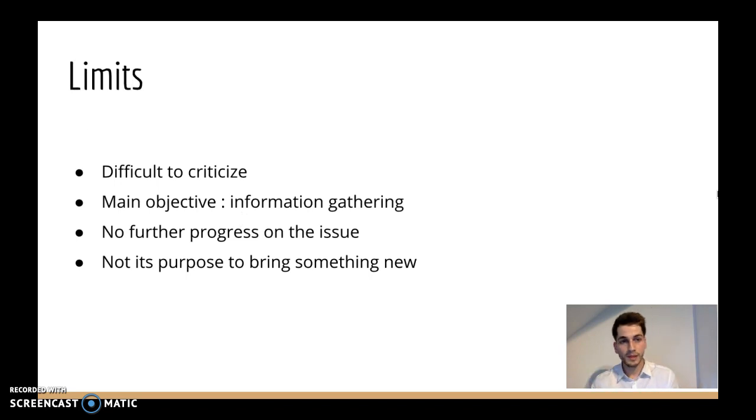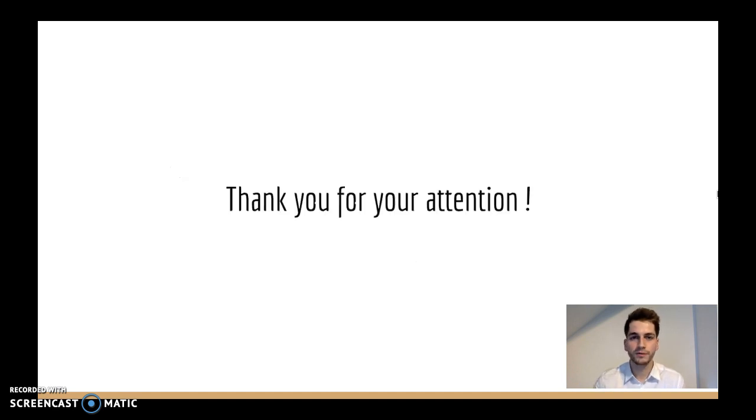Finally, we found that it was difficult for us to criticize this paper because its main objective is to gather and to summarize the work that has already been done on the subject without really going deeper into the issue that was discussed. The article highlights the work that is yet to be done, but does not clearly bring something new, as it is not its purpose. Thank you for your attention.